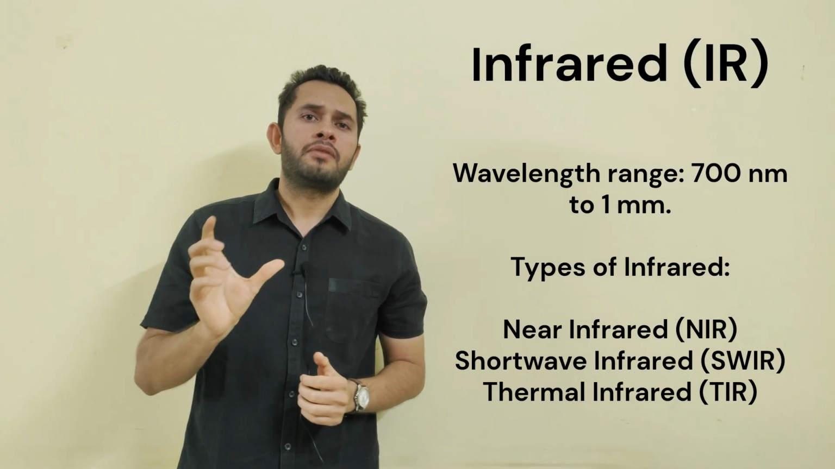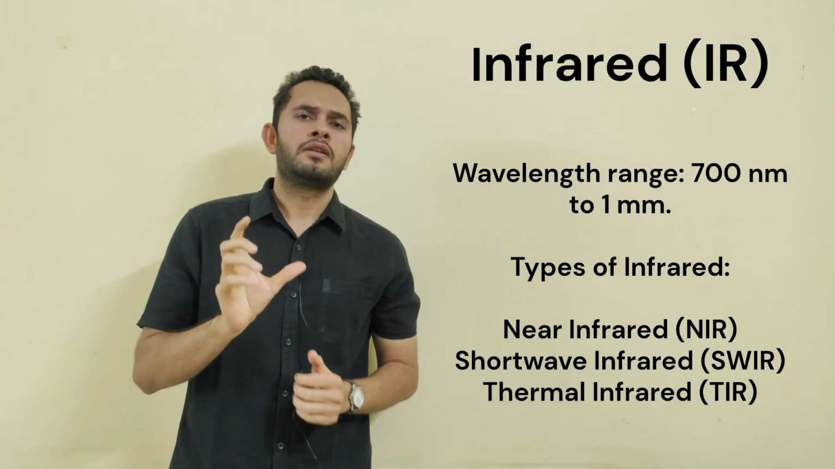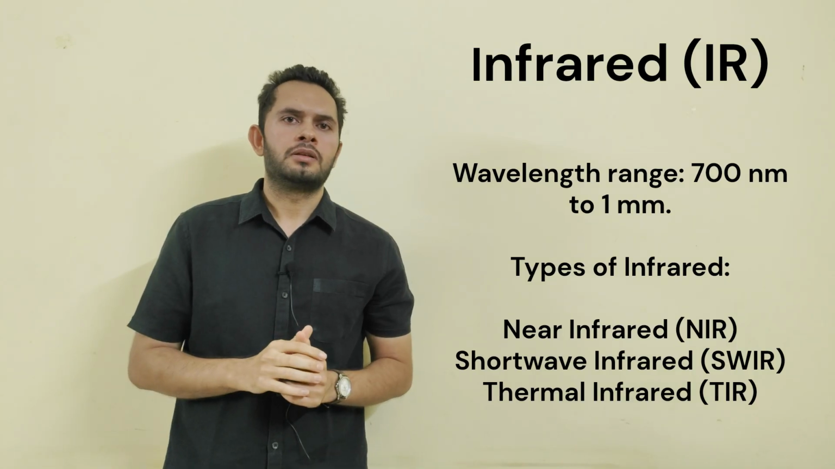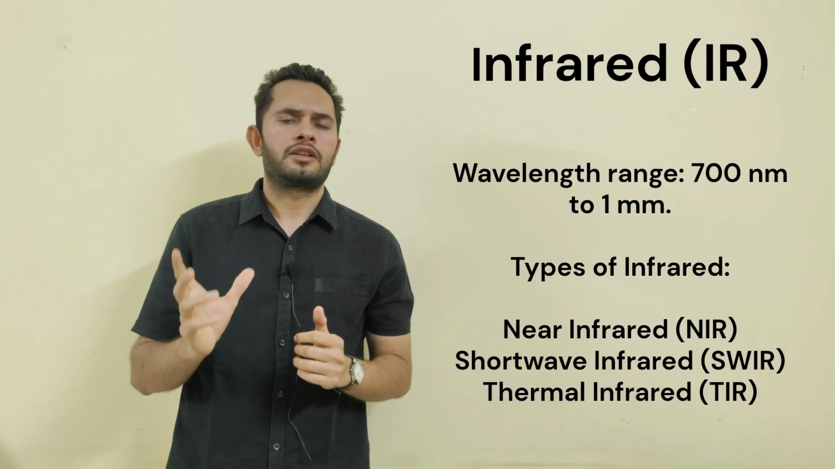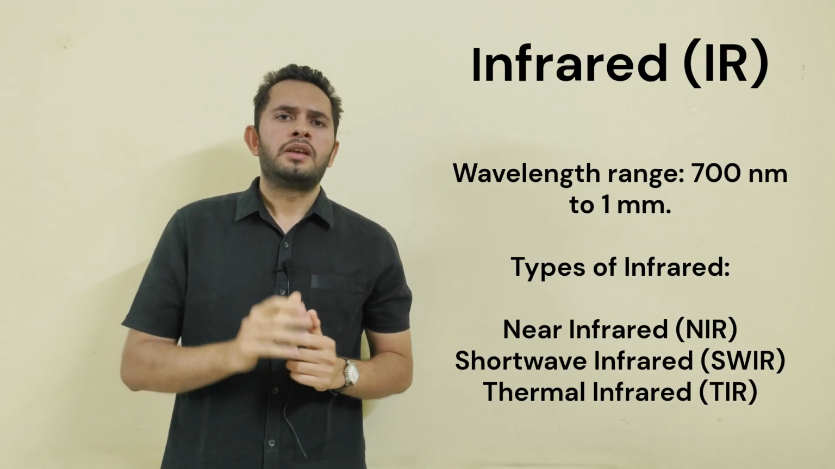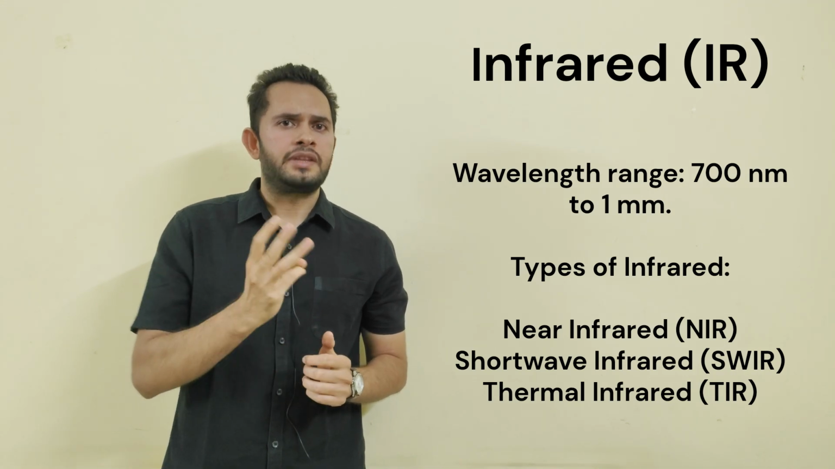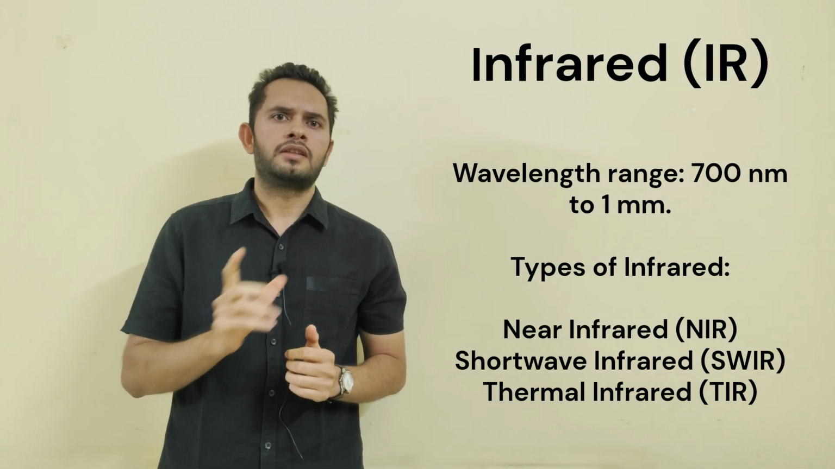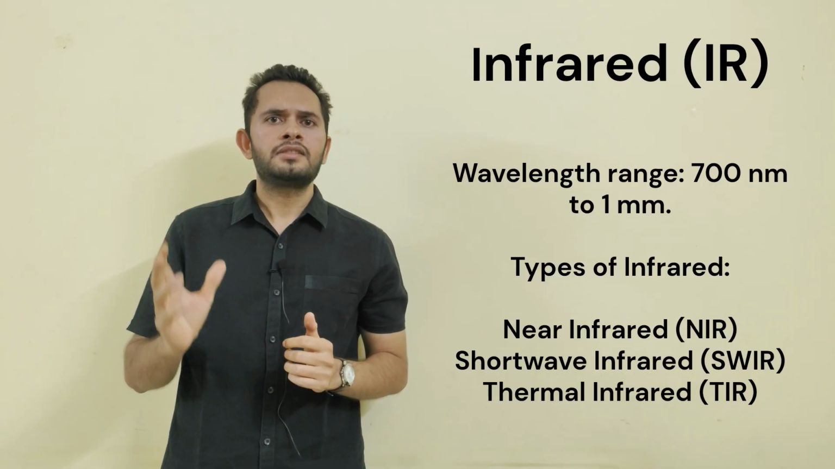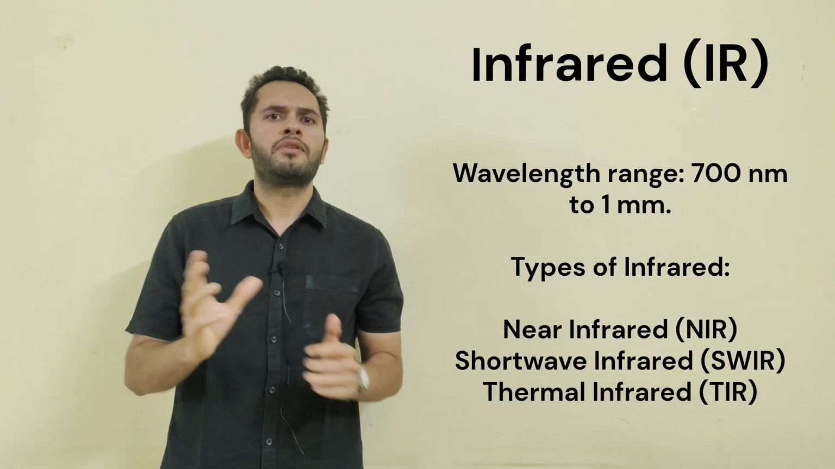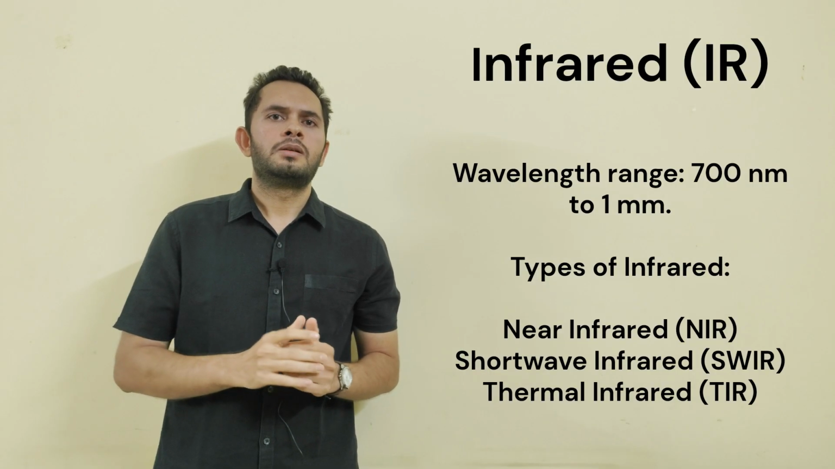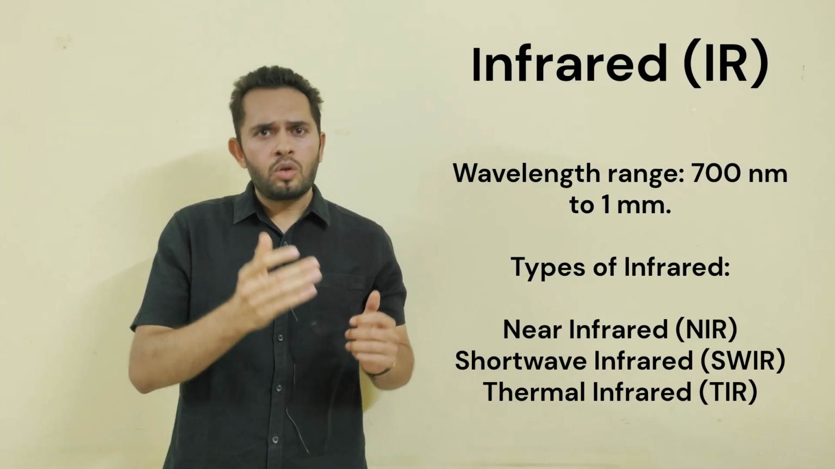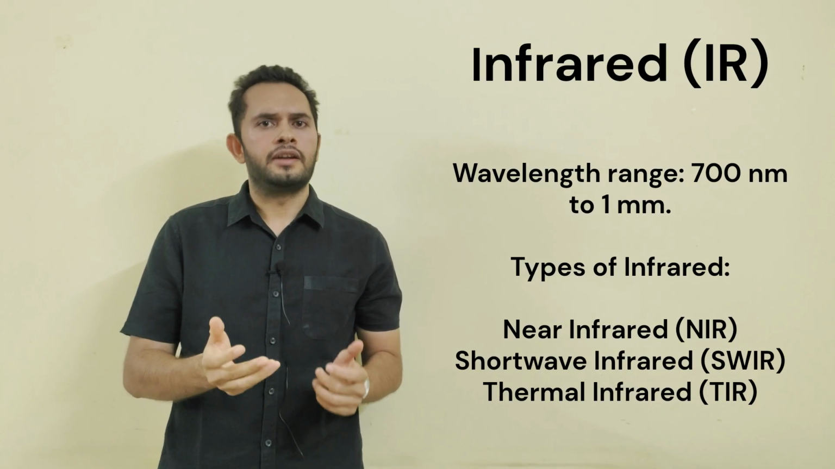The fifth region is infrared. Infrared has wavelength range between 700 nanometer and 1 millimeter. The infrared region is one of the most important regions in the electromagnetic spectrum for remote sensing. Infrared can be further divided into three ranges. First is NIR, that is near infrared. Second is SWIR, that is short wave infrared. Third is TIR, that is thermal infrared. Now let us see all these three types of infrared in detail.